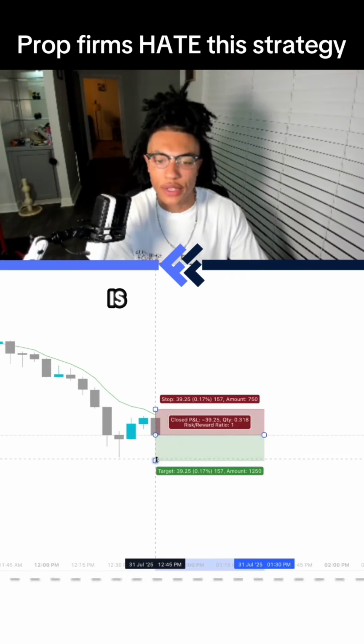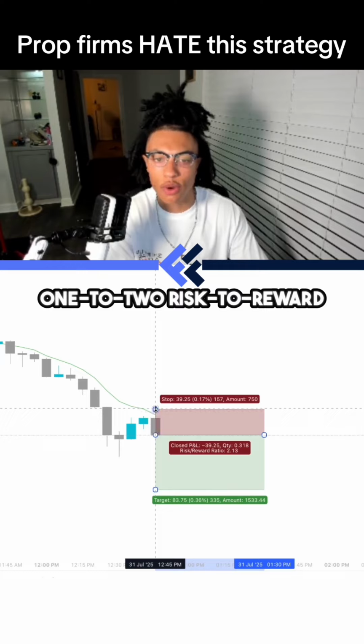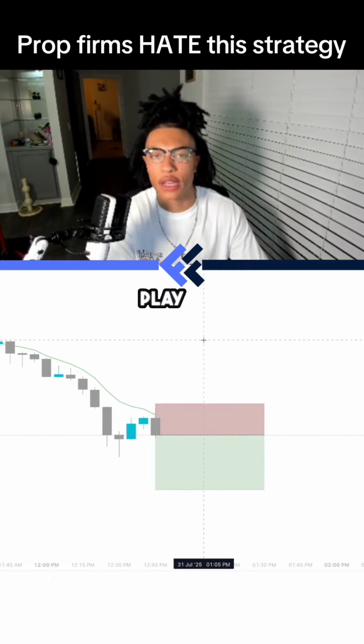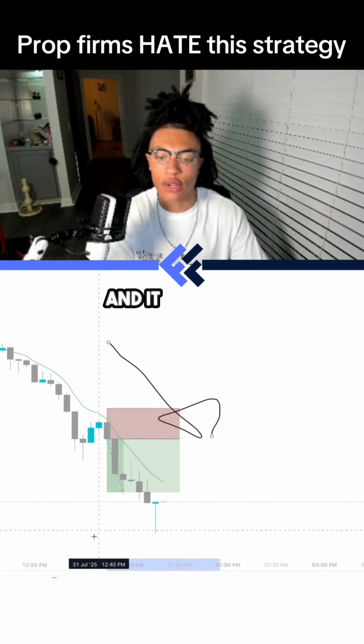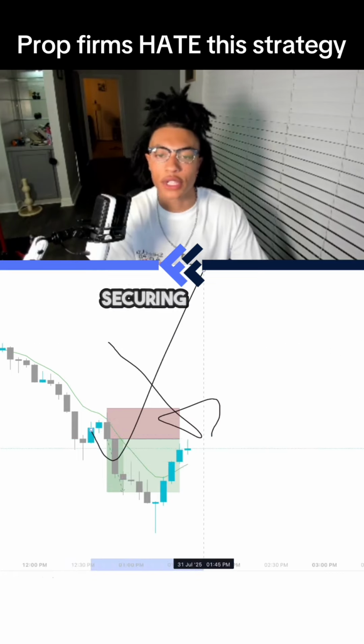Now, all we're going to do here is target a nice 1-to-2 risk to reward ratio. And all we're going to do is just let the trade play out. And as we can see, price continued to the downside and it respected the 8 EMA, and we ended up securing profits on the trade.